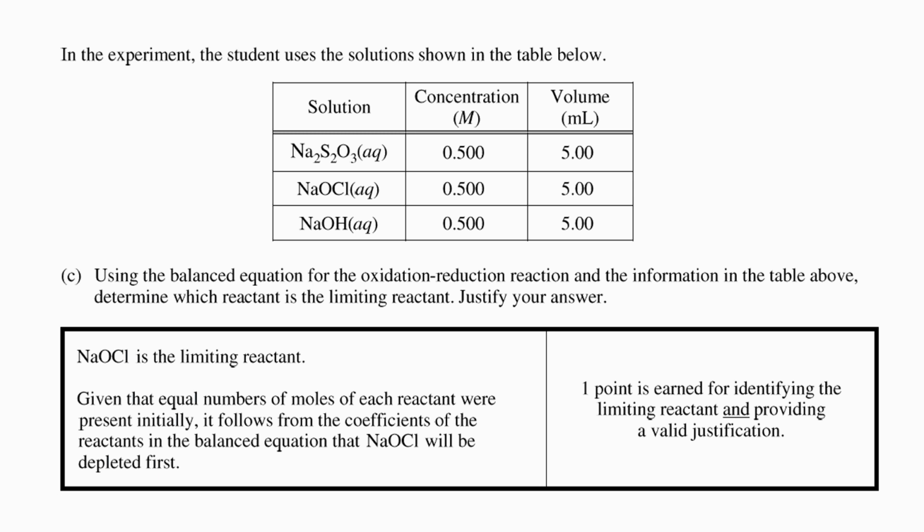They say NaOCl is the limiting reactant. Given that there are equal numbers of moles of each reactant, it follows from the coefficients in the balanced equation that NaOCl will be depleted first. So basically the limiting reactant is the thing that you're going to run out of first, and so it's going to limit how much product you make.